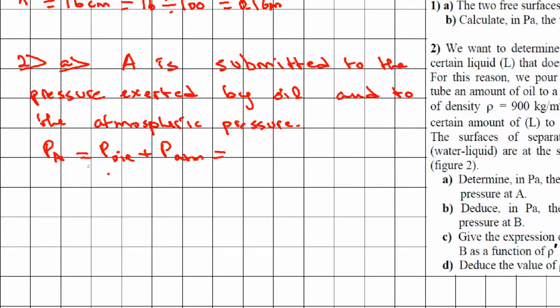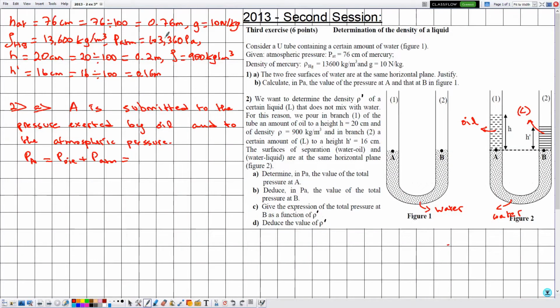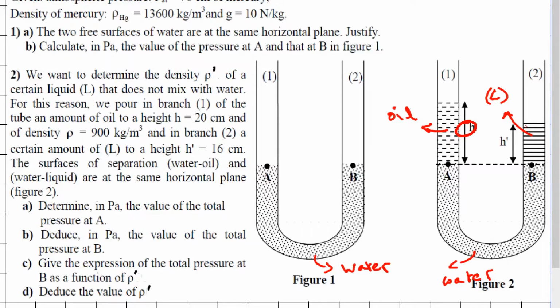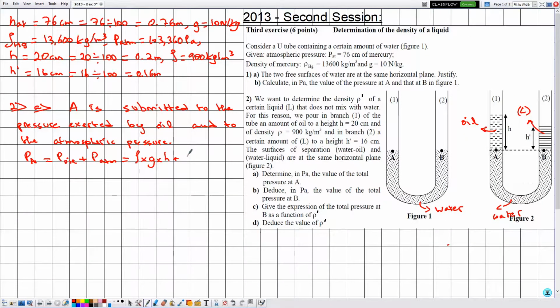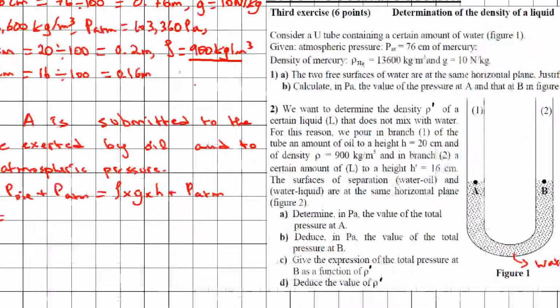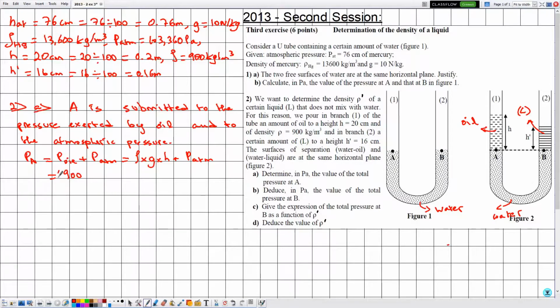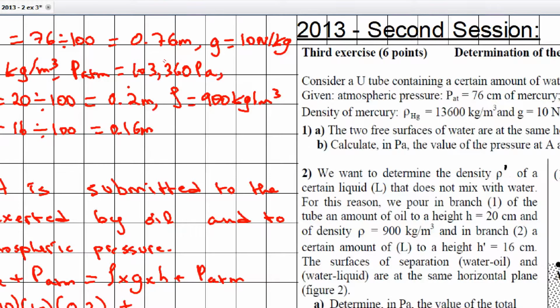So notice that the pressure of oil is due to the pressure of a liquid, which is given by the density of the liquid times G times H. Now the density of this liquid, which is oil, is given by rho times the value of G times the depth. The depth here is denoted by H plus P atmosphere. Now the value of rho in the SI is given by 900. The value of G is given by 10 and the value of H is given by 0.2. Plus the atmospheric pressure, which is given by 103,360 in the SI.